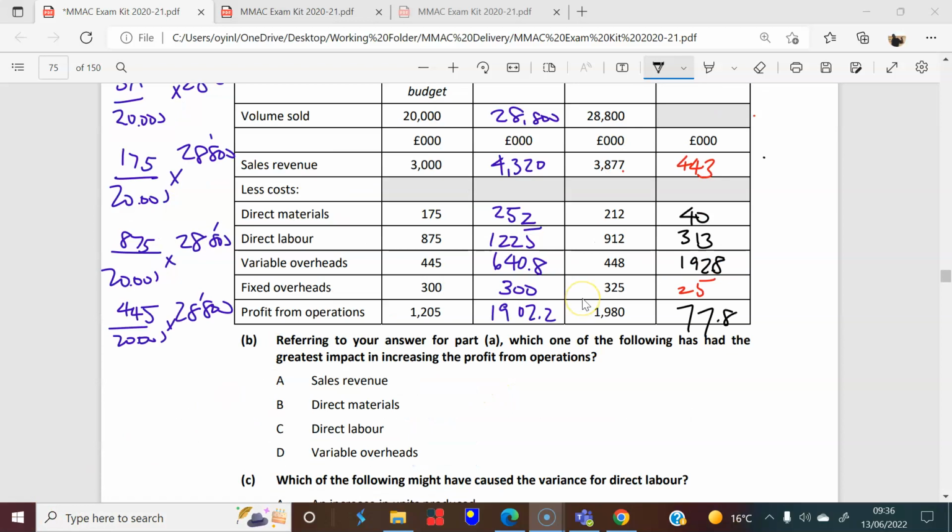Okay, great stuff. So when we look at this, this question is asking which has had the greatest impact in increasing profit from operations. When we look at these costs, direct labor is 192.8. I suppose you could call this 193. So when you look at the greatest favorable variance here, it's direct labor. This is 313 is what you have here. So direct labor is your answer there.